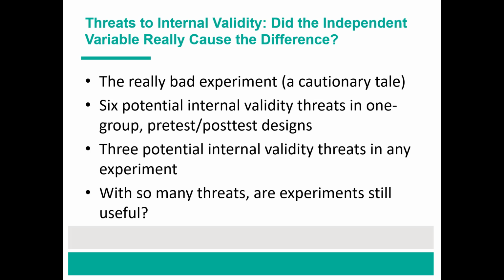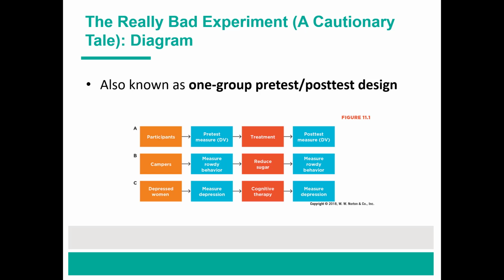So let's talk about the first main section, threats to internal validity. Listed here are the subsections we'll cover. We'll talk about an example of a really bad experiment, or a tale of what not to do. Then we'll discuss 6 of our new 9 threats that have to do with pre-test, post-test designs, then discuss the remaining 3 threats to internal validity that can be present in any study. Finally, we'll cover how to still interpret the value in a study and how to see through the field of problems. Let's start off by describing the one-group pre-test, post-test design, also known as the really bad experiment.